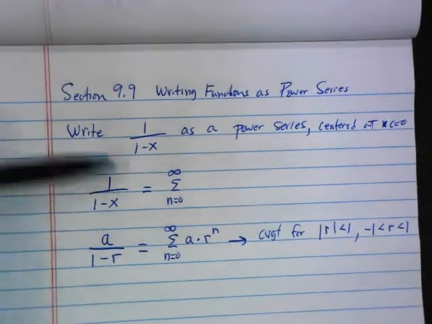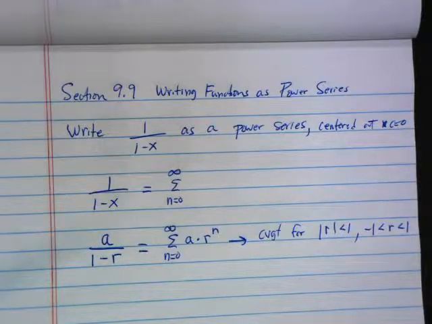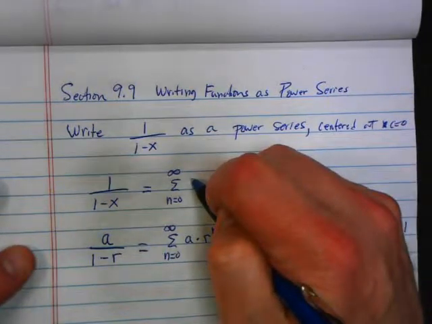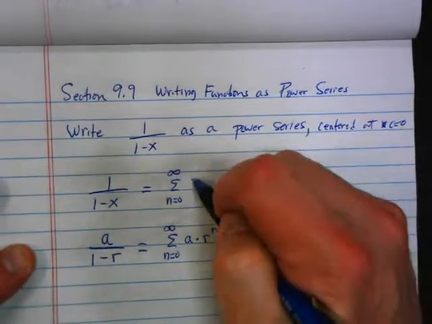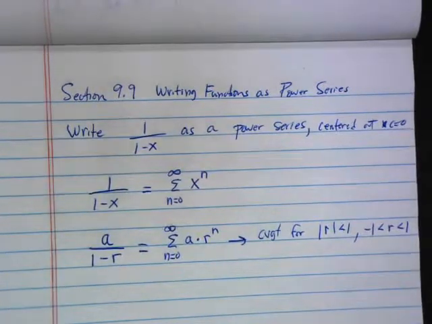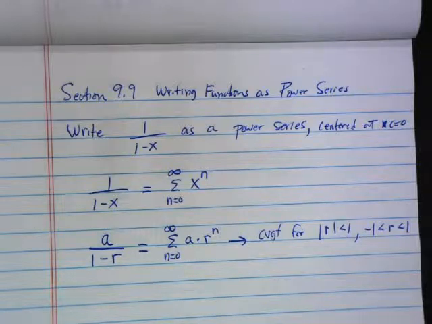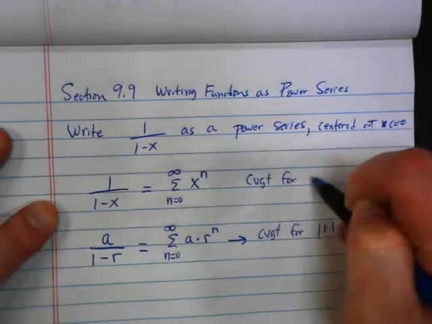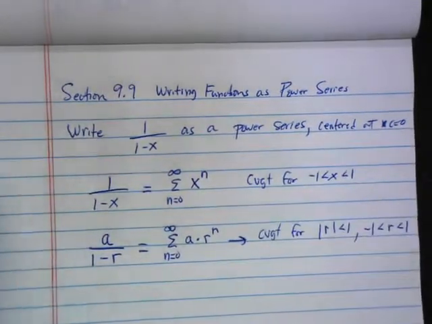So if I have 1 over 1 minus x, what's my a? 1. What's my r? x. So what's 1 over 1 minus x written as a power series? It's the sum of x to the n. What's its radius of convergence? Converges for negative 1 to 1. Why? Because the other one did.